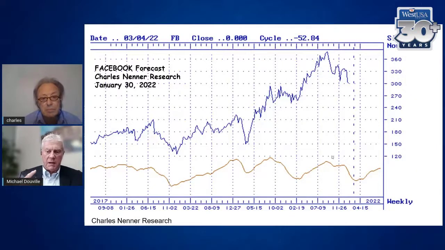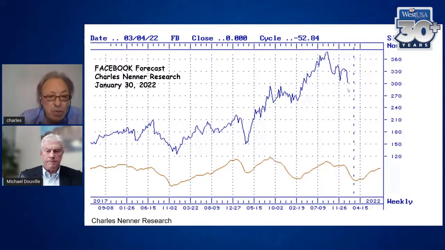Well, I think our next slide is one of your forecast slides. Yes, this is exactly what we're talking about, because this is your research that you've sent to us. And this is Facebook that we received on January 30th of 2022, and your research was showing that Facebook was fully valued and would be starting to decline a little bit. Charles, did you want to comment on this?